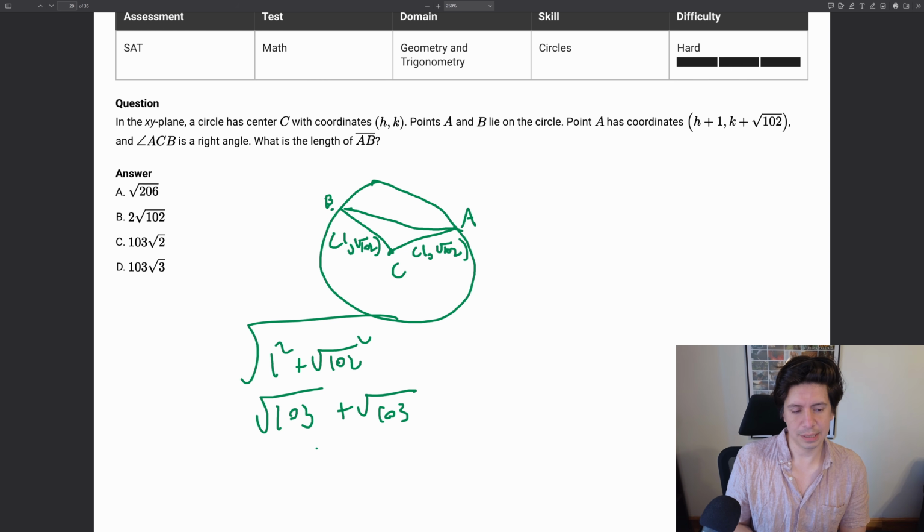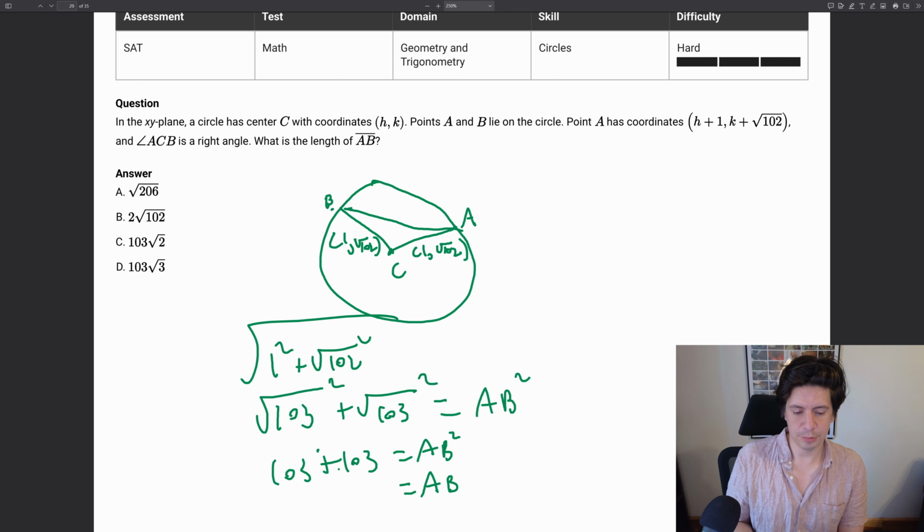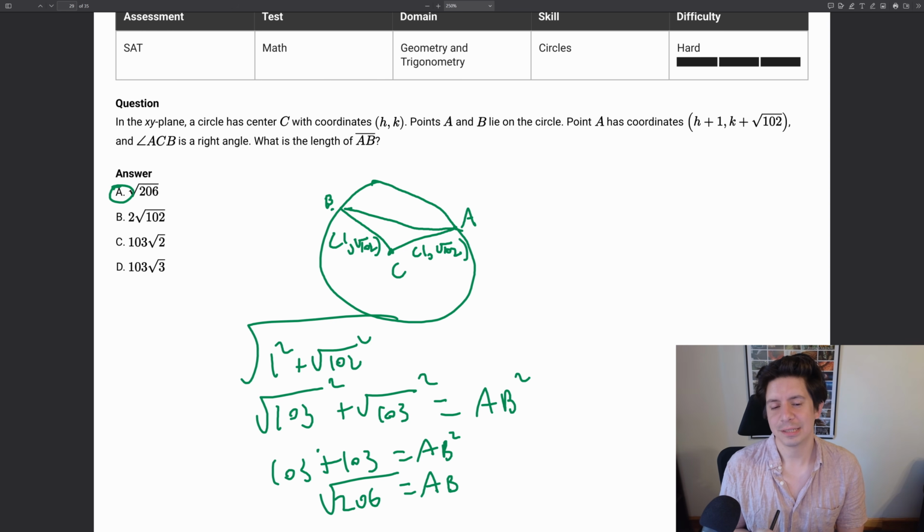Okay, and now we do the Pythagorean theorem. So we're going to do squared plus squared equals AB squared. So we're going to get 103 plus 103 equals AB squared. So AB is going to equal the square root of 103 plus 103, which is 206. It is A, okay? So watch out for this one.